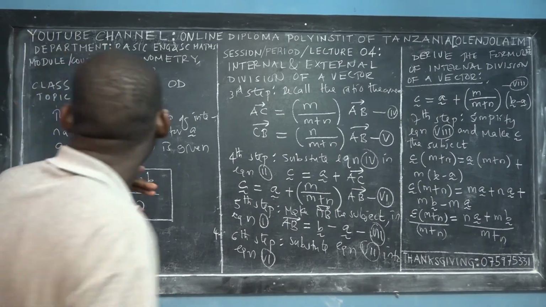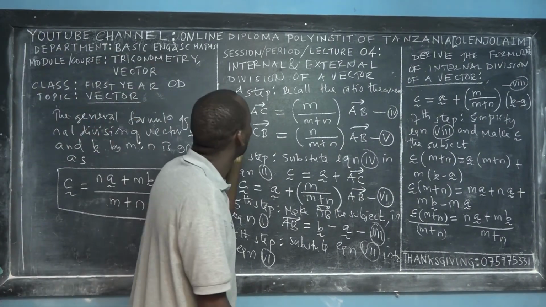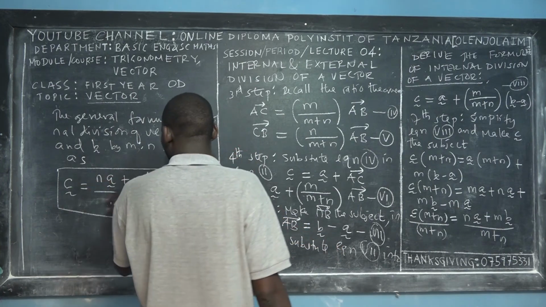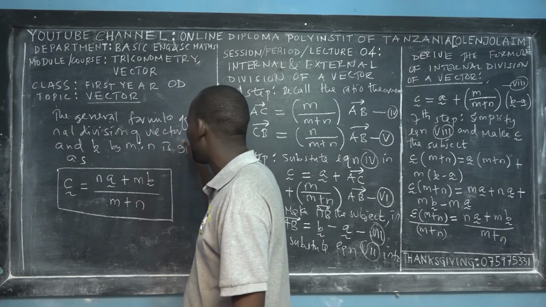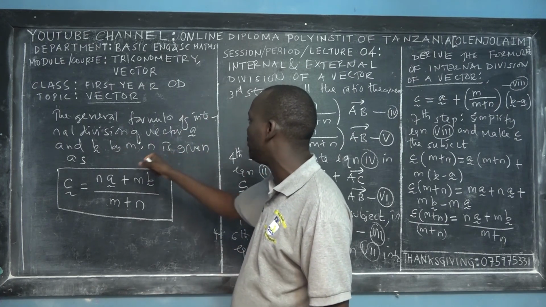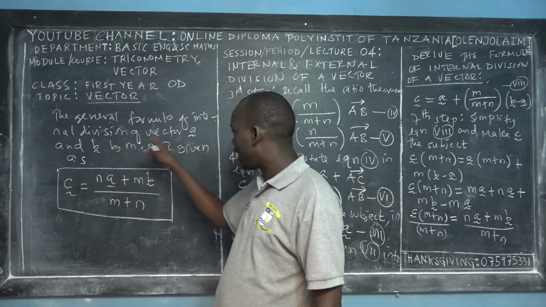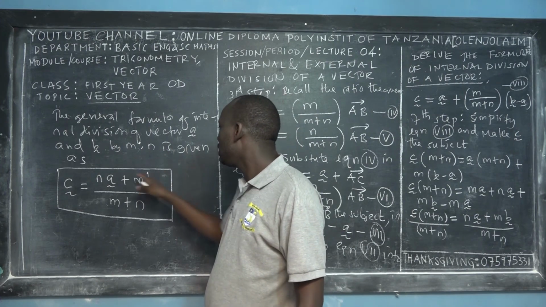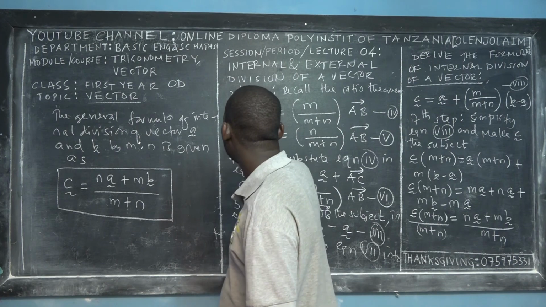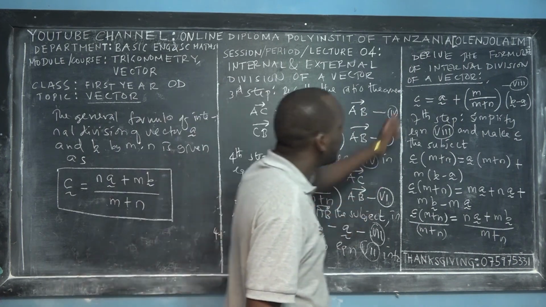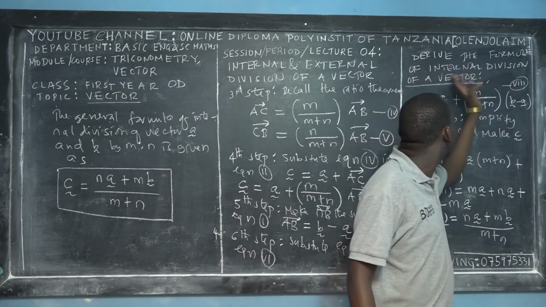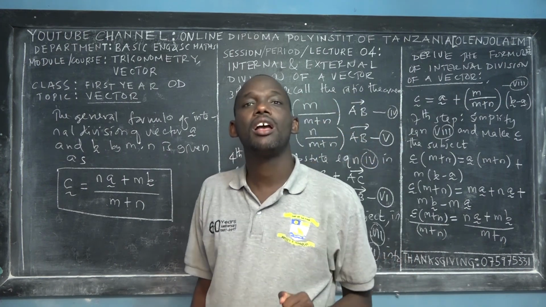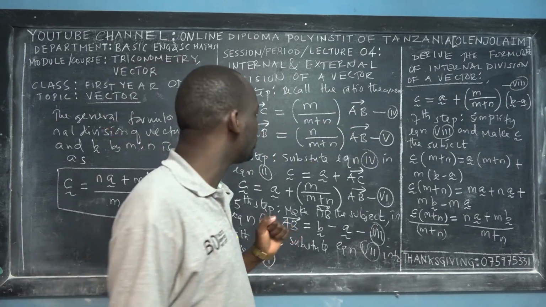Okay, so let us proceed with our session, lecture 4, vector. This is the general formula that I have written, the general formula of internal division of a vector, vector A and B, by ratio M and L. So just like here, we derived the formula of internal division of a vector, you have to derive also the general formula for the external division of a vector.